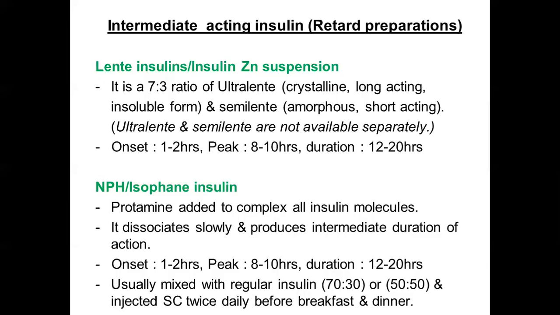Earlier you had separate vials, a regular insulin vial and an NPH vial, and they used to manually mix it in the ratio of 70:30 or 50:50. But now we have got pre-mixed syringes that contain the regular insulin and the NPH insulin in this ratio, 70:30 or 50:50. Now, these are all more practical aspects of insulin therapy, and at this point of time, it might be slightly difficult for you to understand.